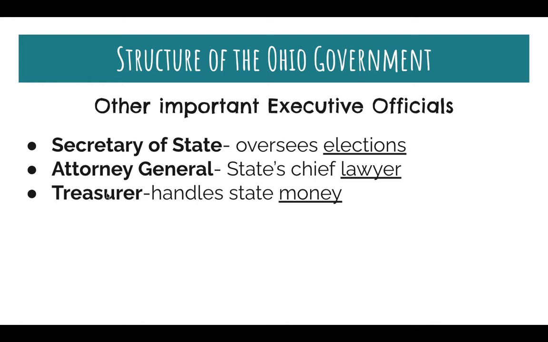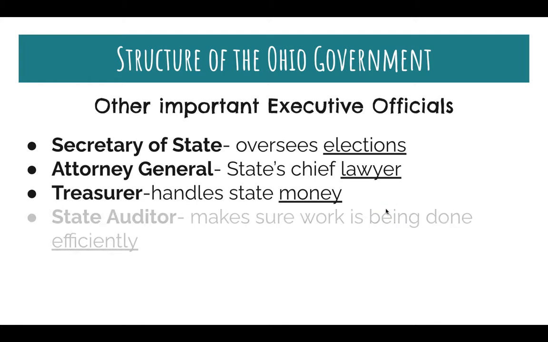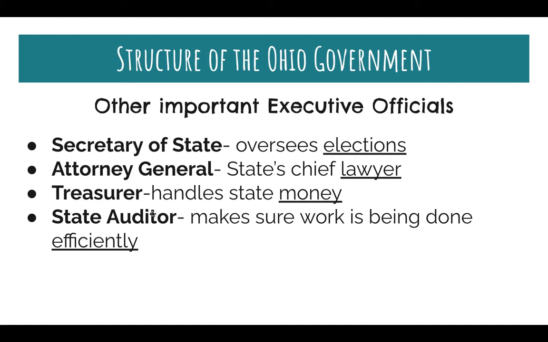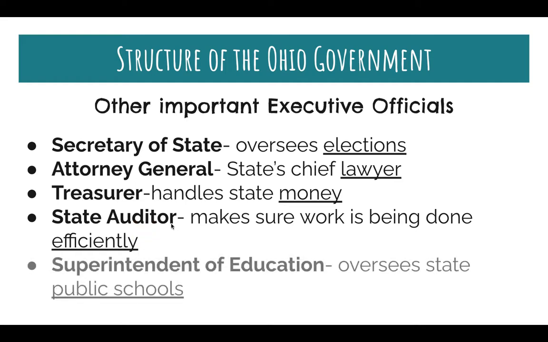We have a treasurer who handles the state's money. We have a state auditor who makes sure that work is being done efficiently. I don't have an example of the state auditor, but the next time you go fill up your gas tank, take a look at the gas pump. It'll probably have a sticker on it that says, this has been inspected and approved by Dusty Rhodes, Hamilton County Auditor, right? Their job is basically just to make sure that things are getting done honestly and efficiently.